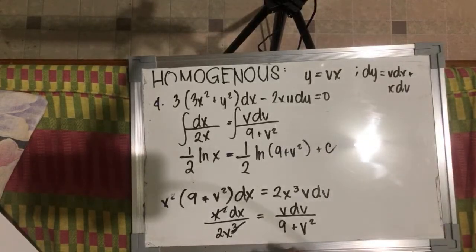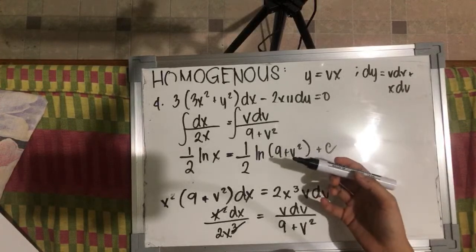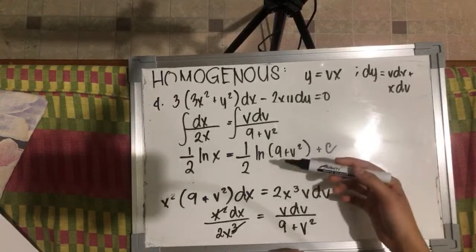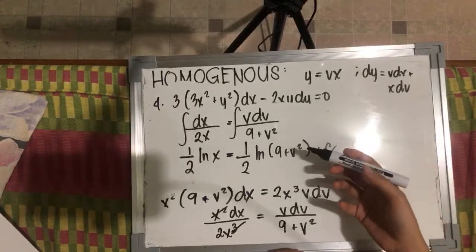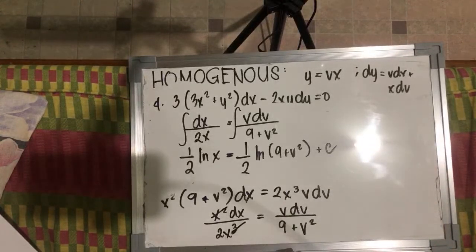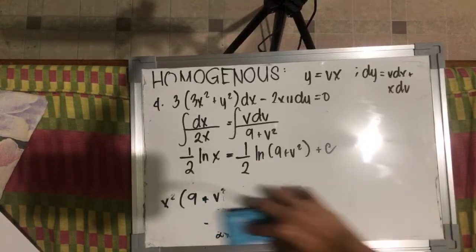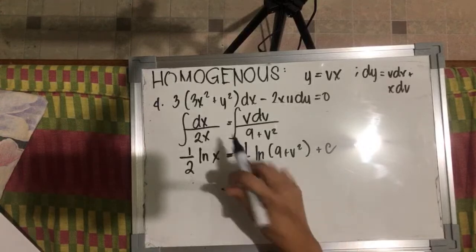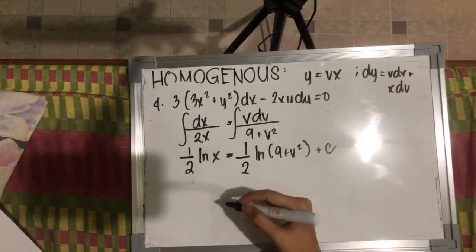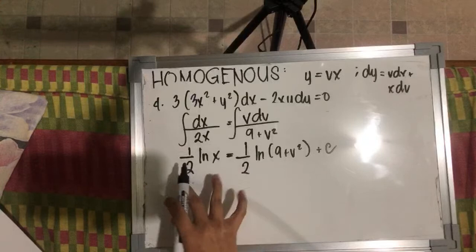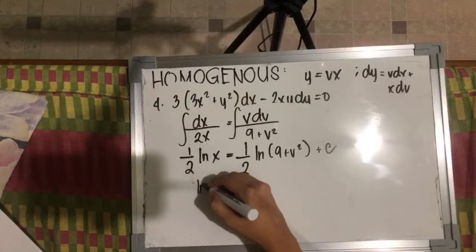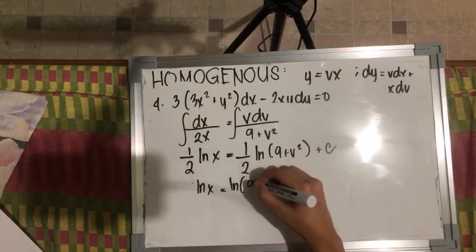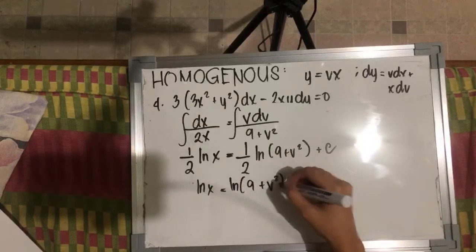So, mahalaga na alam mo dito yung integration na part. Kasi kung hindi, mamamali na yung buong solution mo. So, balikan yung integral calculus ninyo. So, proceed tayo. Magka-cancel lang din yung 1/2 dito. So, ln of x is equal to ln of 9 plus v squared plus c.